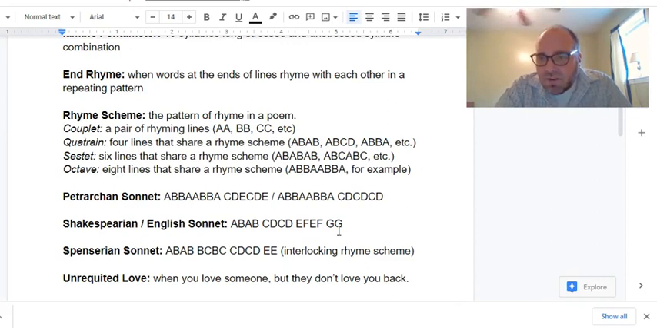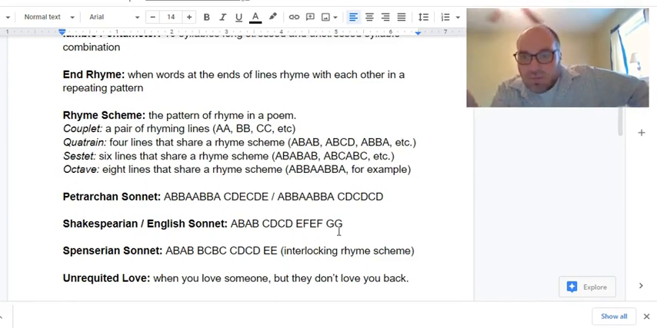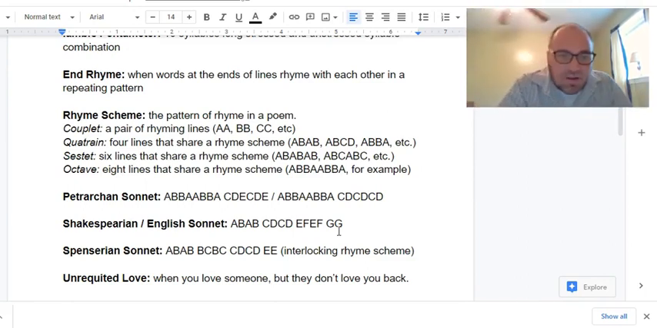We call this a Shakespearean sonnet because this is the one Shakespeare used the most when he was writing sonnets. But it actually was invented by a guy named Lord Howard. Ha ha. Yeah, no, not me or my ancestor, I don't think. But I just thought I'd throw that out there.